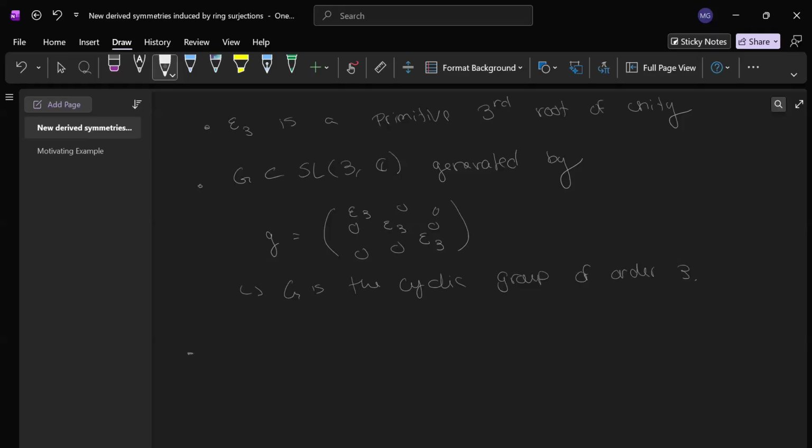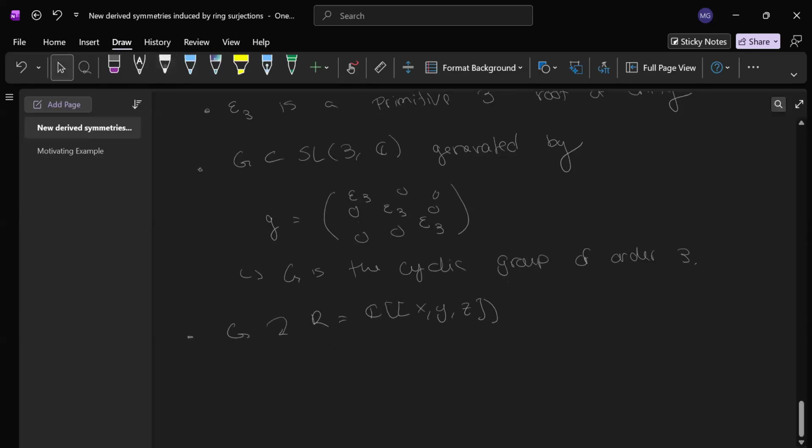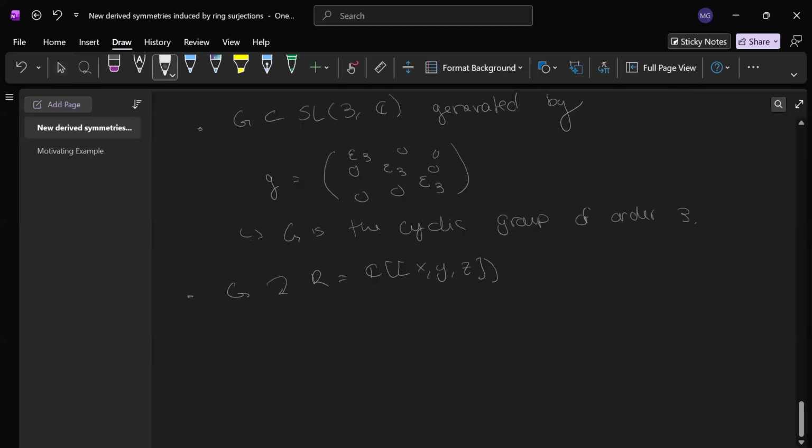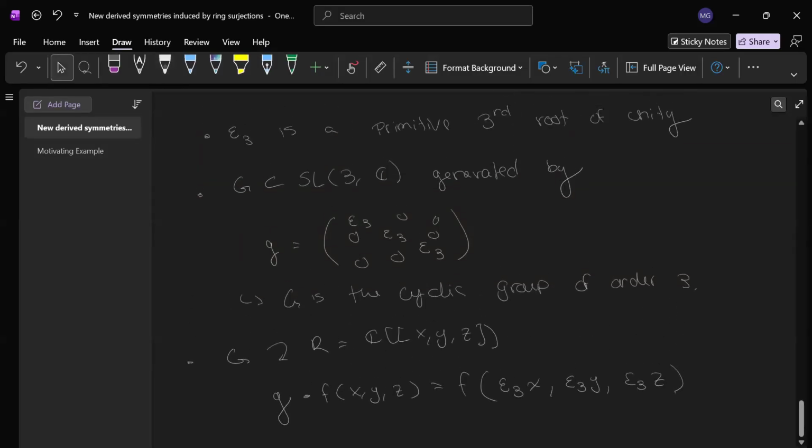And we can define an action of G on a polynomial ring R, which is the power series ring in 3 variables. The way that we're going to define this action is by saying that G acts on a polynomial in x, y, z by sending it to the same polynomial but evaluated at the variables multiplied by this primitive third root of unity. Okay. So we've got a finite group in SL3.